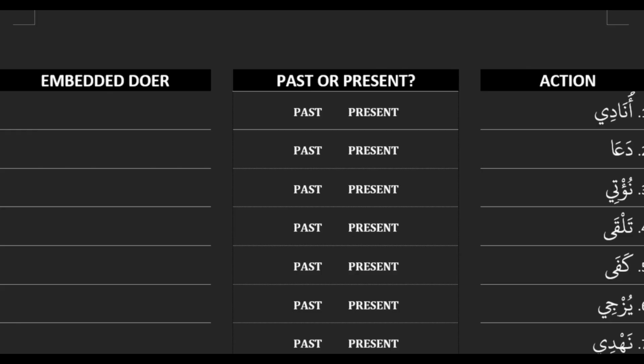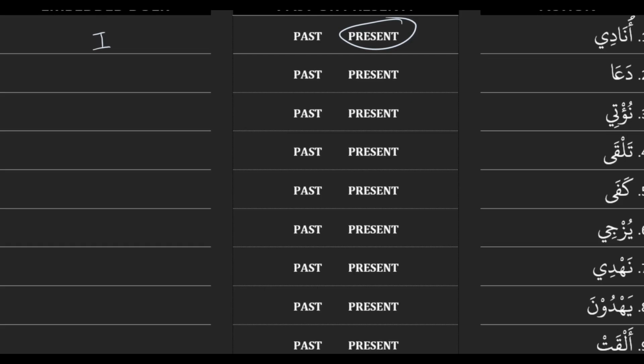Unadi. So I have a vowel at the end, but at the beginning I have hamza, which is a present tense beginning. So I'm gonna say that this is present. And then the embedded doer is I, because hamza plus vowel would be hamza plus u. Da'a. Well, I have a vowel at the end, but I don't have a present tense beginning, so I'm going to say this is past. And if you have a vowel at the end in past, you can instantly say it's the hua form, which is he.